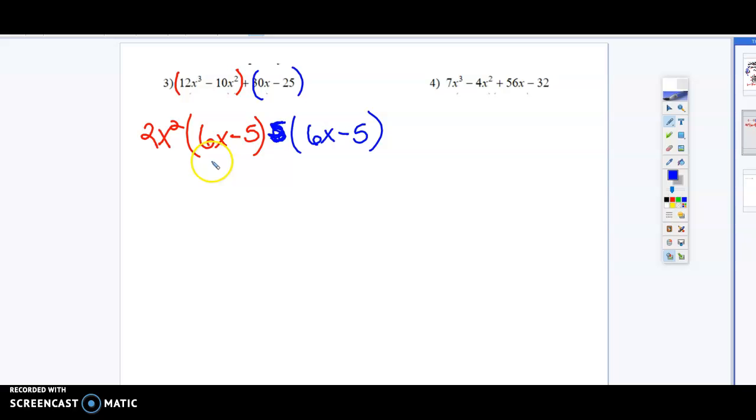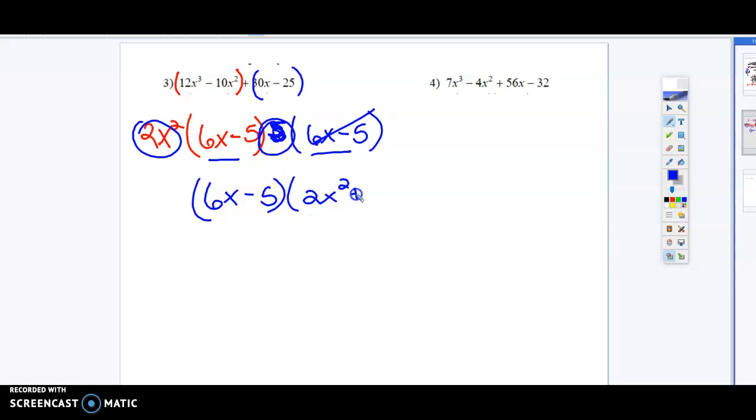Well, notice how these two parentheses are the exact same thing. So I can cancel out the last one because we don't need it. And we'll see that in just a second. And we're going to rewrite what is inside of the parentheses. And then everything that's left over on the outside, so this and this, we're going to smush it together and write it out. So it's going to look like that.